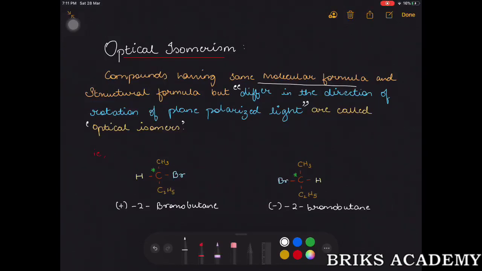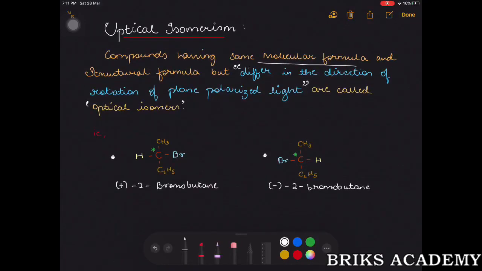We'll understand this with an example. Consider these two examples. When the plane polarized light is passed through this solution of plus 2-bromobutane, the light is rotated in the clockwise direction, whereas in this solution the light is rotated in the anti-clockwise direction. Hence, these two compounds which have the same names and same molecular formula are totally different because of optical isomerism.